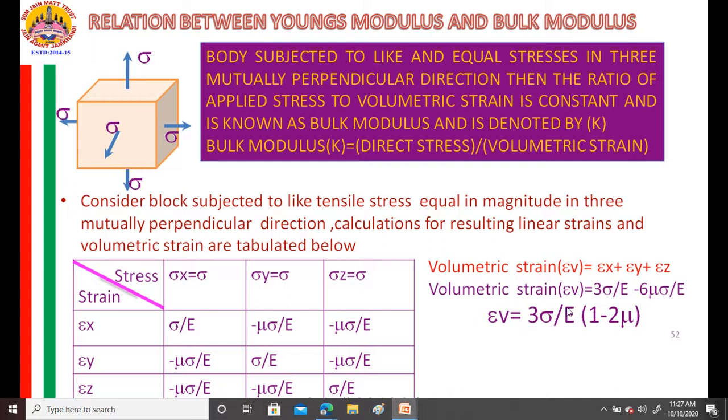Now epsilon V is equal to, take this 3 sigma by E outside, you will be left with 1 minus 2 mu.